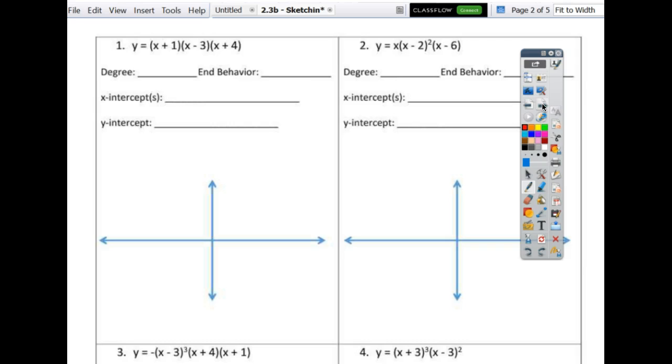So to find the degree, what's the power on this x? The total one would be x times x times x, which gives me x to the third, right? So my degree is 3. And it's a positive leading coefficient. So if it's a degree of 3 and a positive leading coefficient, how did the ends go? It goes down and then up.